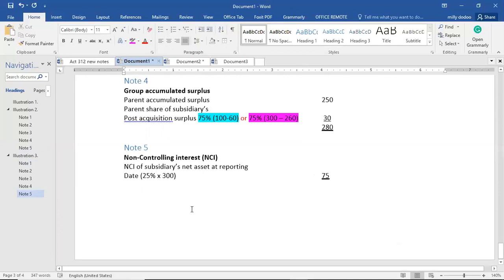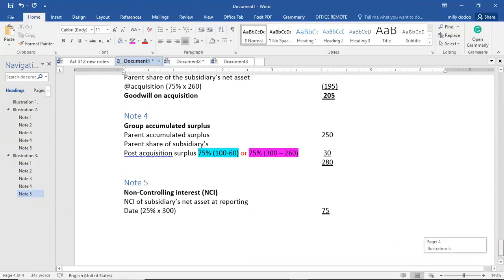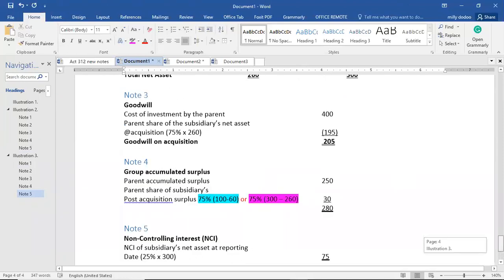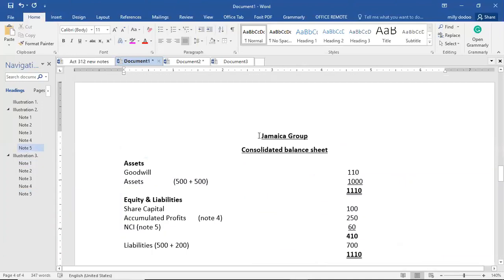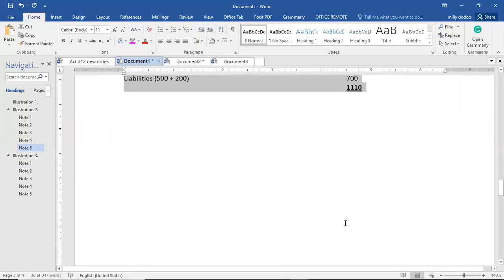So this is it. These are all the notes that you do for this particular illustration. The next thing is to prepare your consolidated balance sheet.